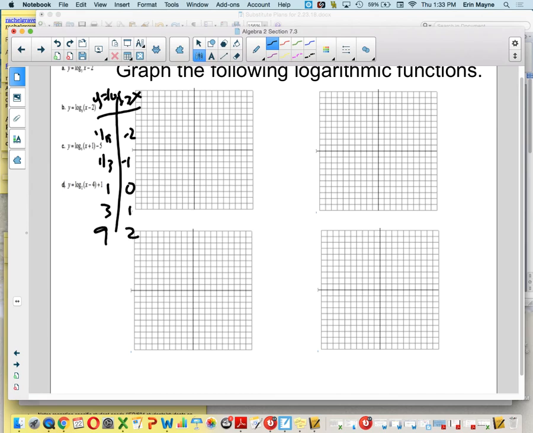We're going to now move all of those what? 2 down. So do I do anything with my x values? No. My x values don't change, and part A physically goes down for all my y values, so -2 becomes -4, -1 becomes -3, 0 becomes -2, 1 becomes -1, 2 becomes 0. All of my x values are the same.